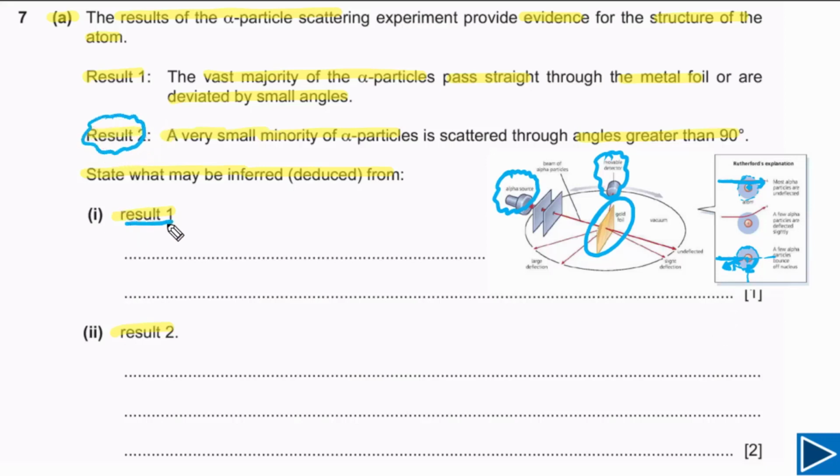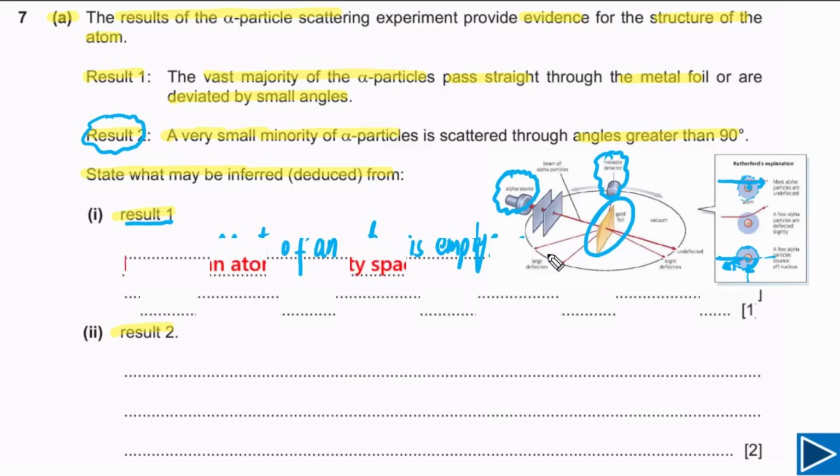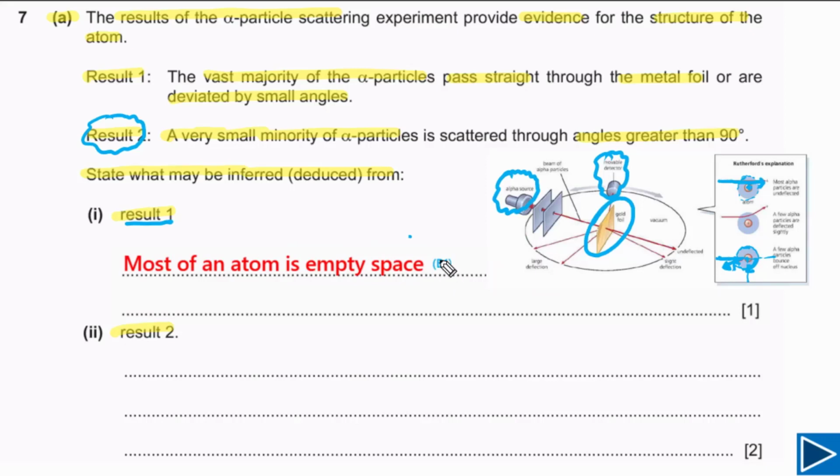Now, according to the first result, what can we say about the structure of the atom? As you can see, most alpha particles went straight. It simply means that most of an atom is empty space. This is what we can conclude from this observation. This part has only 1 mark, and that is B1. So if you have written this, you will get 1 mark. Let's move on to the second result.